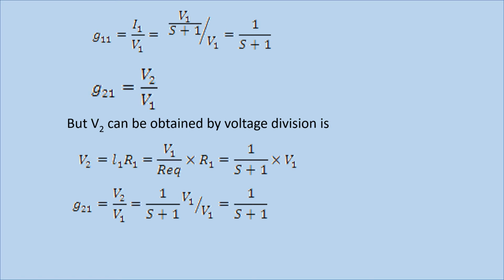So for your V2, we have 1 over S plus 1 times V1. Substitute that into G21 equals V2 over V1. You have 1 over S plus 1. So your G21, your open circuit forward voltage gain, will be 1 over S plus 1.